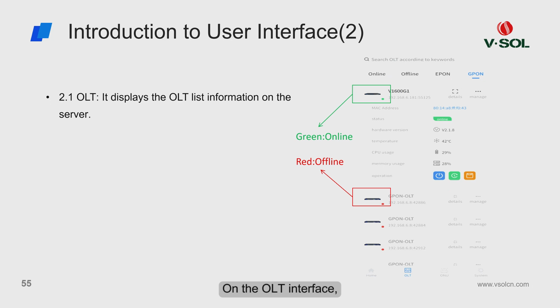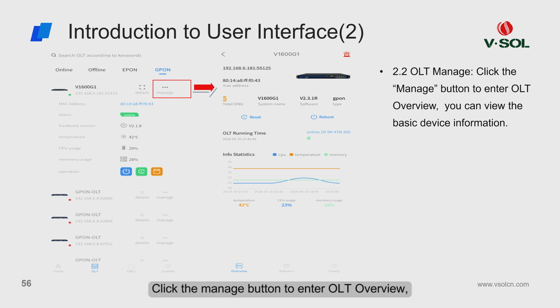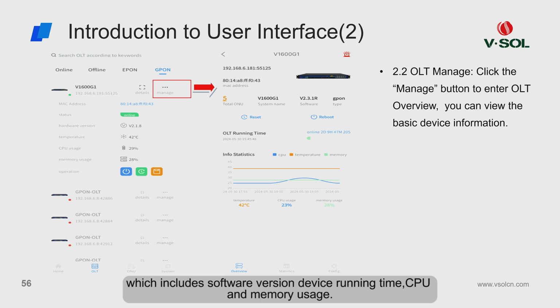On the OLT interface, you can view the OLT list information on the server. The green status indicates that the device is online. Red is offline. Click the Manage button to enter the OLT overview. You can view the basic device information, which includes software version, device running time, CPU, and memory usage.